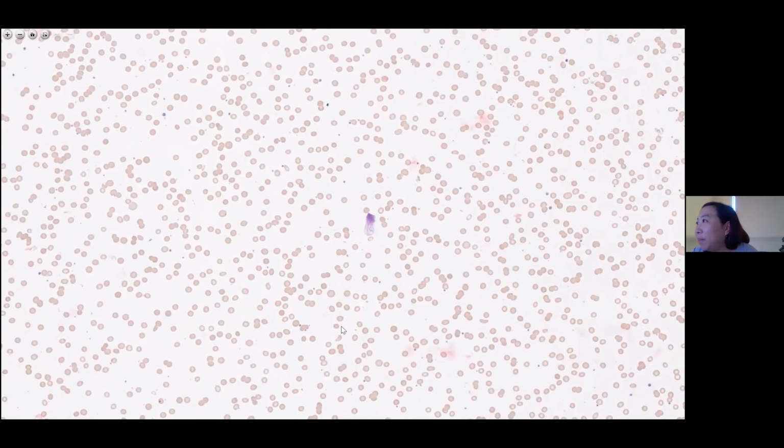So anybody wants to put in the comment section what this form is called? It's coin stack of the red cells. We've got some comments saying that this could be agglutination. Some people saying that this is rouleau formation as well. That's right.